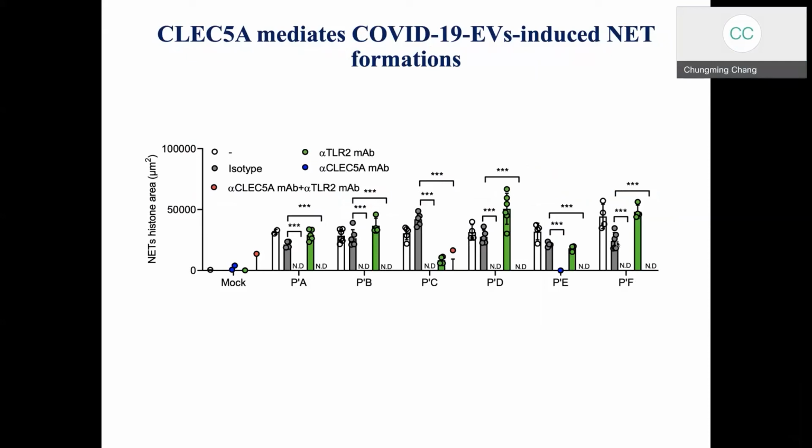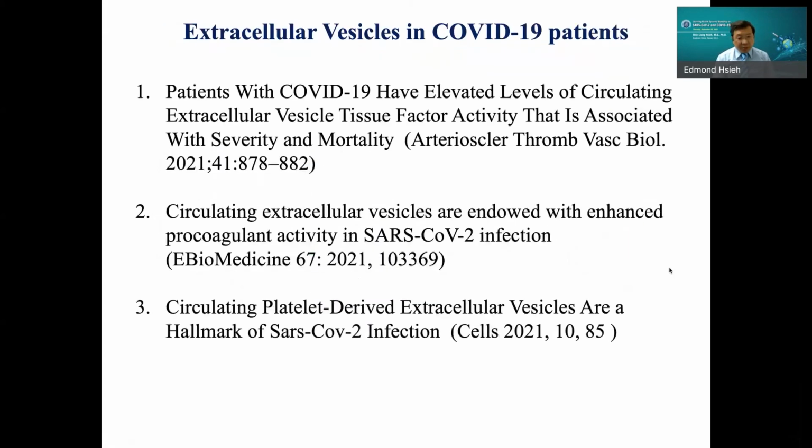Then we also get the extracellular vesicle from the COVID-19 patients and incubate it with neutrophils, then block with the anti-TOR2 and CD8 antibody. And you will find that in the presence of vesicle, you will find obvious net formation. But if you add in Clef5 antibody or both antibodies, the net formation is almost non-detectable. So this suggests Clef5 and TOR2 are critical in COVID-19 vesicle-induced net formation.